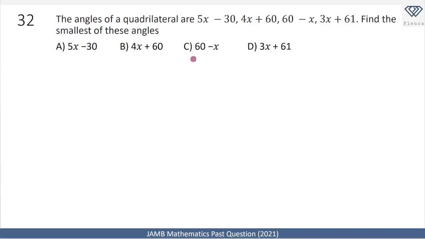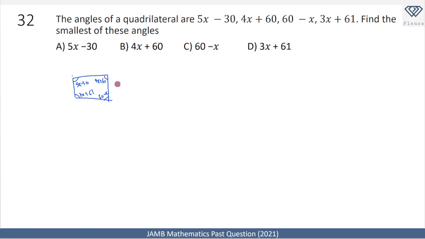Moving on to the next, we are told to find the angles of a quadrilateral. Now you know that a quadrilateral is a figure that has 4 sides. So let's say this is our quadrilateral, 4 sides. We are told that the angles of this are, the first one is 5x minus 30, the second one is 4x plus 60, the third one is 60 minus x, and the final one is 3x plus 61. Now we're told that we should find the smallest of these angles.